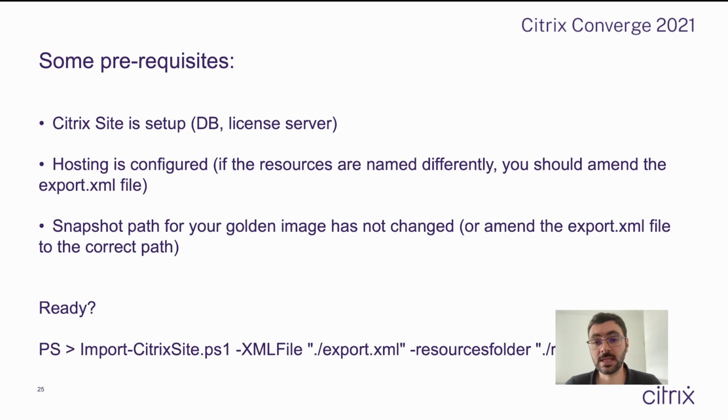If the resources are named differently, because you want to change your storage or your network, you should amend the export.xml file. And the snapshot path for your golden image should not have changed. If it has changed, you have to amend the export file as well. I will show you in the demo.